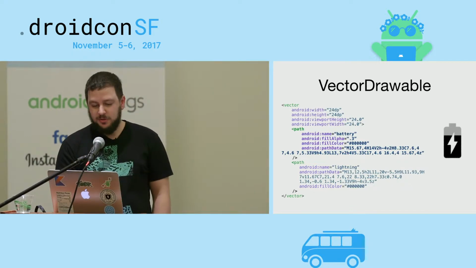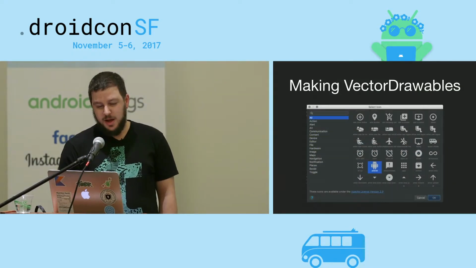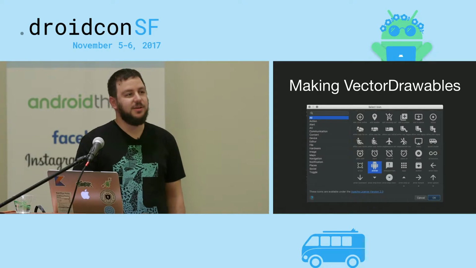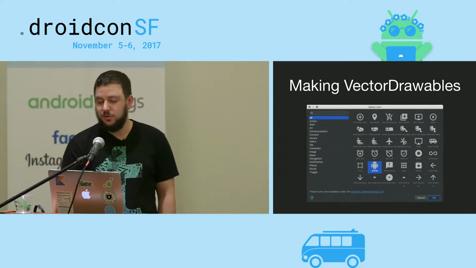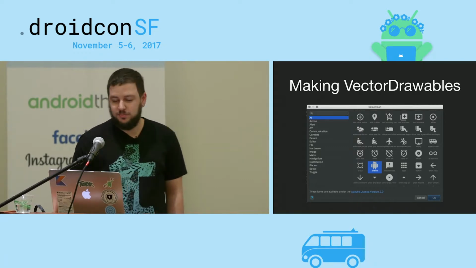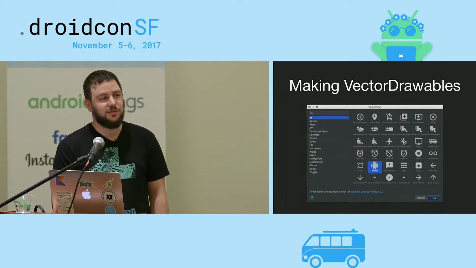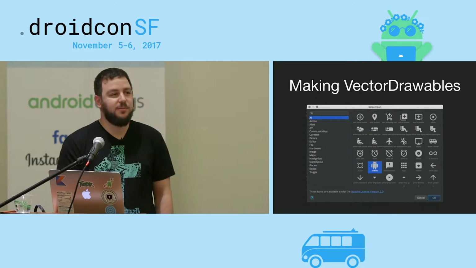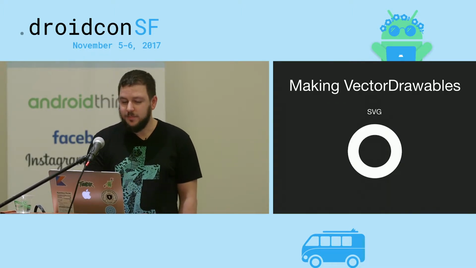All right, so how do we actually make these? It turns out that it's very easy. Android Studio has a tool to create vector drawables for you. It lets you pick from like hundreds of existing material style icons, as well as import your own SVGs.